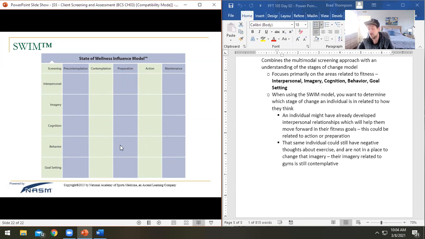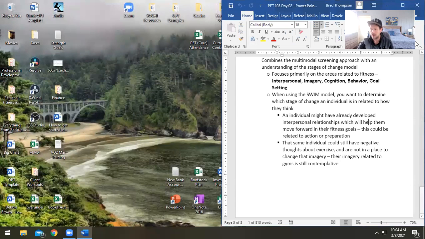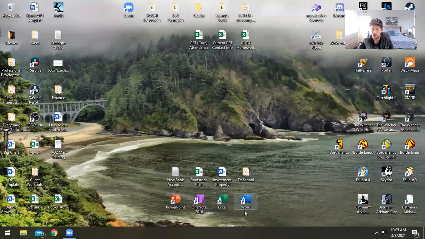And we're trying to get her to regularly create behaviors. Meanwhile, this week, the homework that I gave her was to come home and create 3 fitness related goals that she can get excited about. And then we're going to refine those. So that is how to use NASM's SWIM model. That is the basic idea.